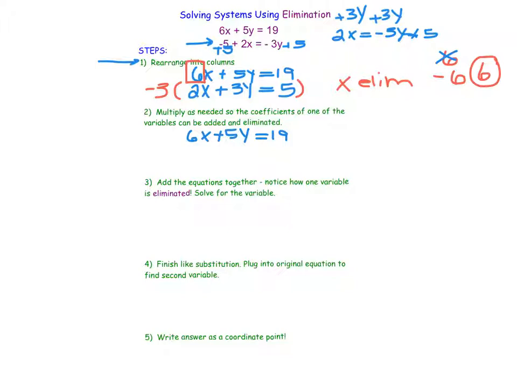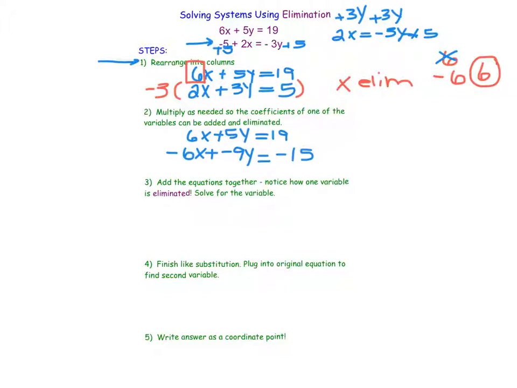And by doing so, I'm not changing the integrity of the problem. I'm multiplying everything in there by a negative 3, so it's like I'm multiplying both sides of the equation by a negative 3. So here I have 2x times a negative 3, which is a negative 6x, plus negative 3 times 3 is a negative 9y, is equal to negative 3 times 5, which is a negative 15. So notice here that I've now rewritten this, so elimination is a great strategy to use.